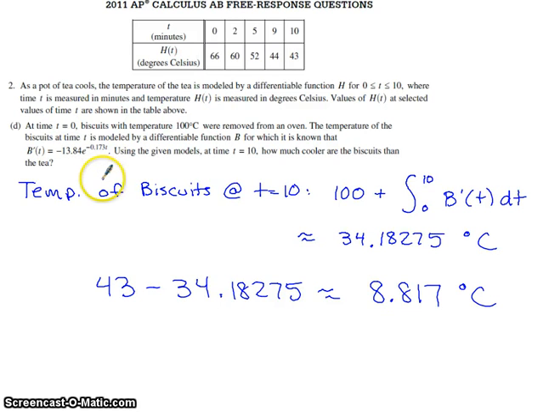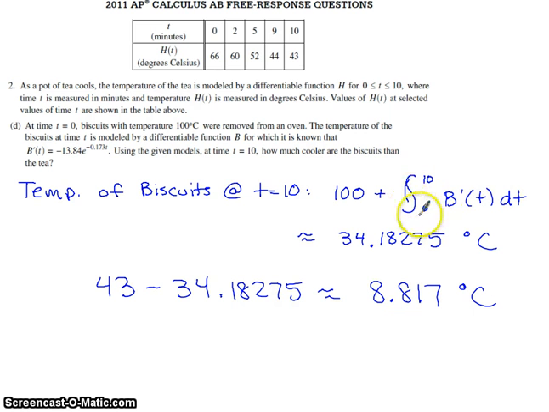So the temperature of the biscuits at t equals 10 is what we're going to have to find first. And to find that, we're going to take the initial temperature of the biscuits and we're going to add on how much the temperature of the biscuits has changed. So just like we said in the last part, this is the rate of change of the temperature of the biscuits. If you integrate that from 0 to 10, the value of this integral is going to indicate how much the temperature of the biscuits has changed from this t value to this t value.